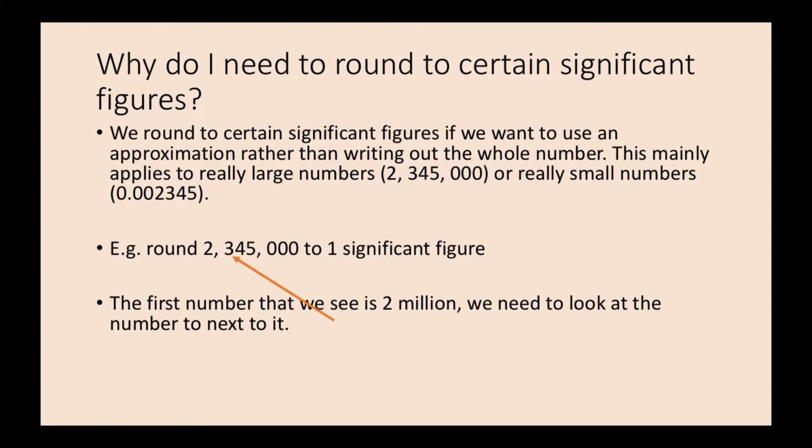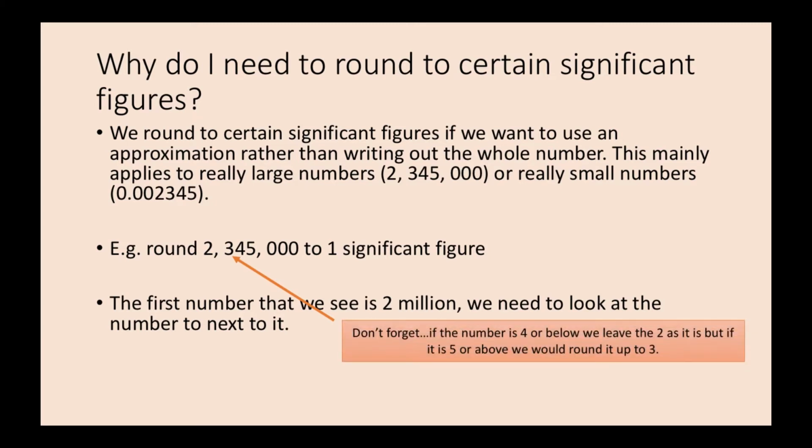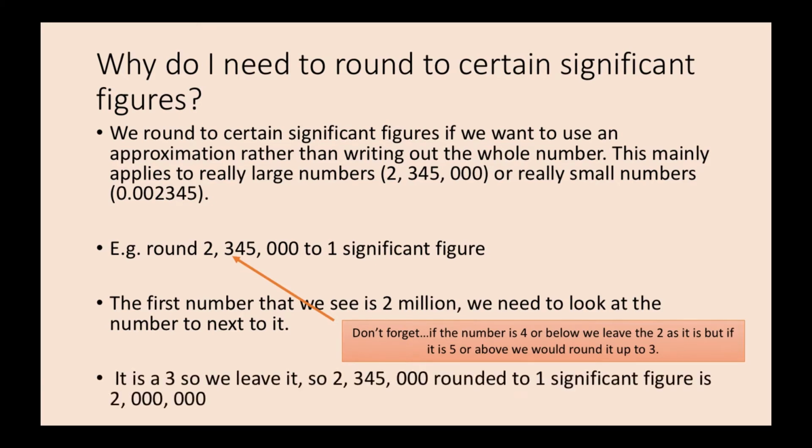We need to look at the number next to it, which is a 3. Now, you need to know that if the number next to the one significant figure is a 4 or below, we leave the 2 as it is. But if it's a 5 or above, the 2 would be rounded up to a 3. So the 3 here is 4 or below. So we don't have to do anything to the 2, it just stays as it is. But the rest of the digits need to be zeros. So our 2,345,000 rounded to one significant figure is just 2 million.